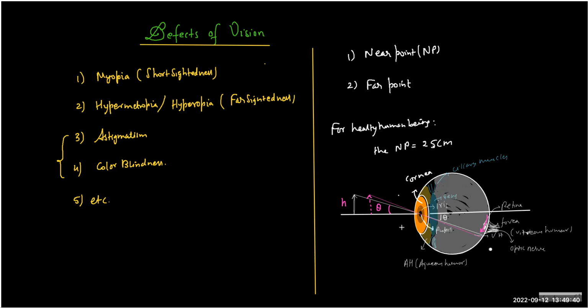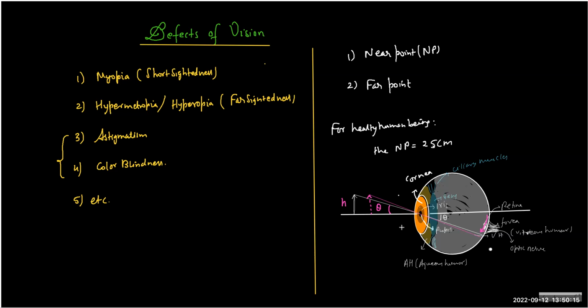So in that case, which lens do you use? Convex. Because you want to bend the light more, so you use convex, because your eye is not able to bend the light sufficiently. Understood? So it is getting defocused. It is going beyond the retina in terms of focusing.